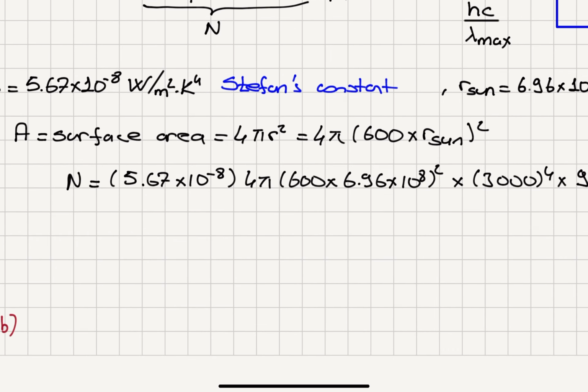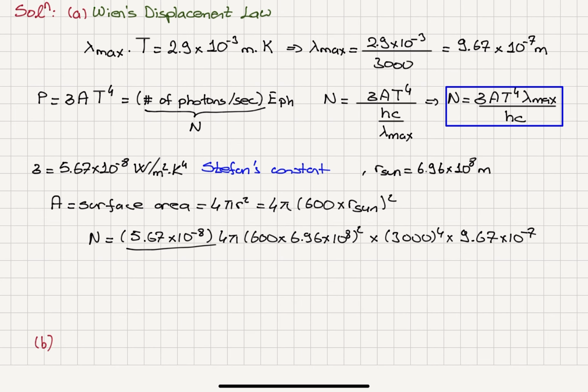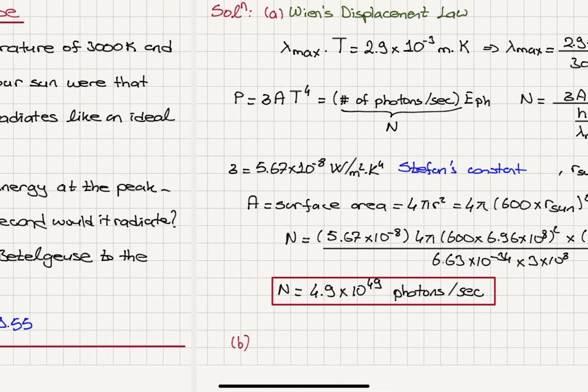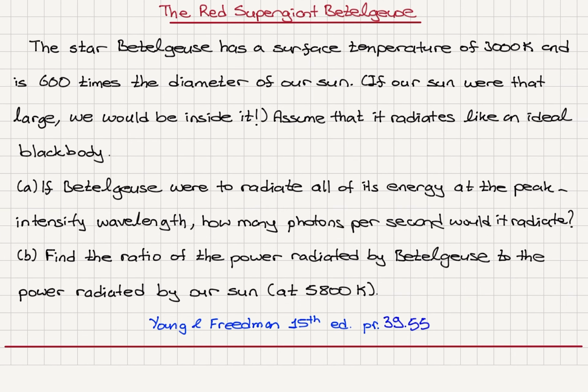and this is to be divided by Planck's constant times the speed of light, 6.63 times 10 to minus 34 joule seconds times 3 times 10 to 8. So we find the number of photons emitted per second, 4.9 times 10 to 49 photons per second. That's the answer to part A. We calculated how many photons per second it radiates.